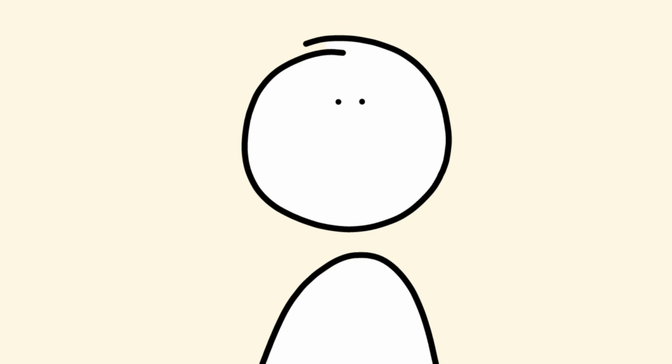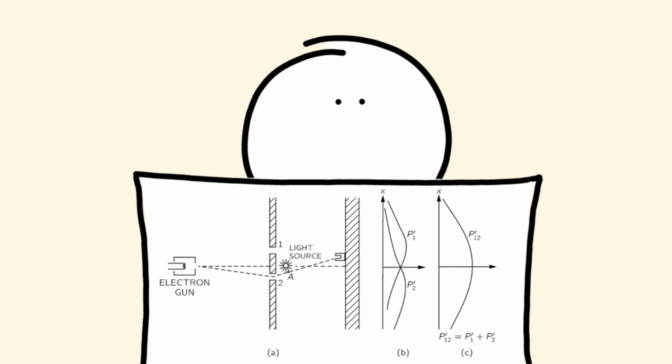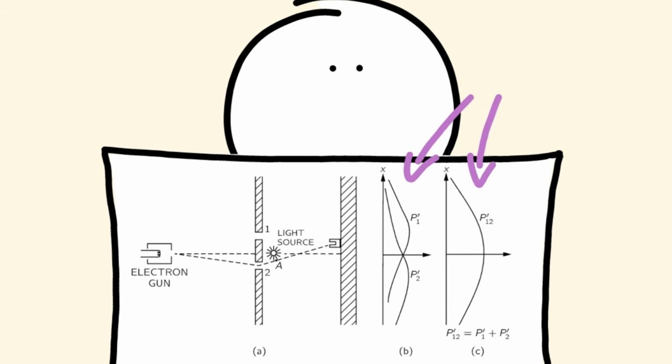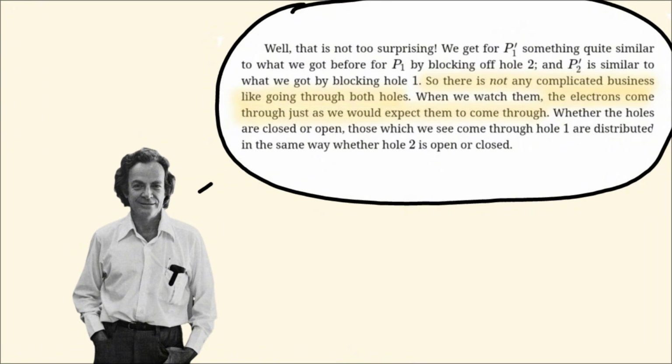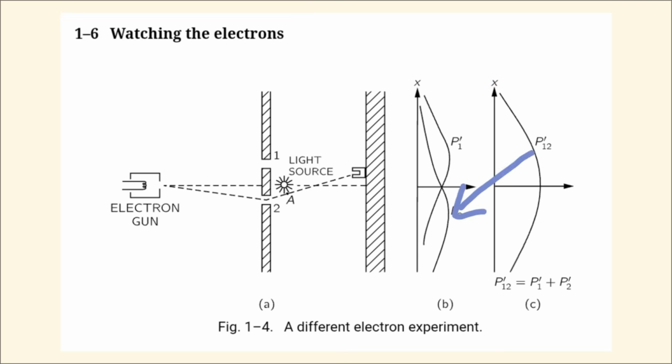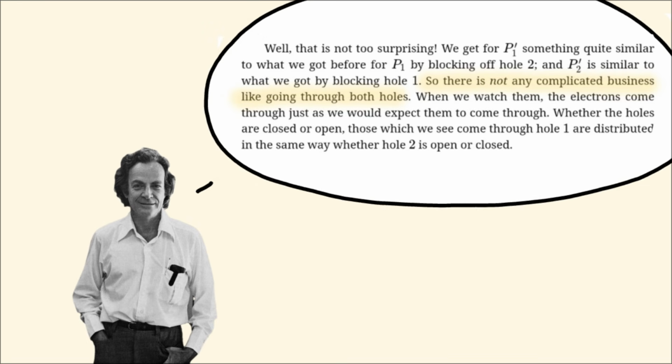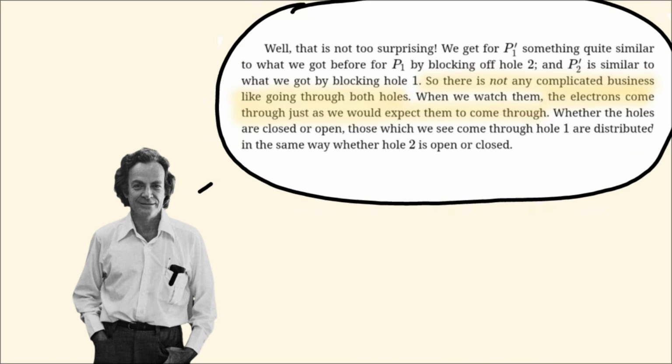So far still good, but now comes the shape of the resulting curve. This shape is the myth we all fell for. There is not any complicated business like going through both holes. The electrons come through just as we would expect them to. Each of these probability curves supposedly corresponds to a single blob. That's what Feynman says you would see on the screen. No complicated business. The electrons come through just as we would expect them to.